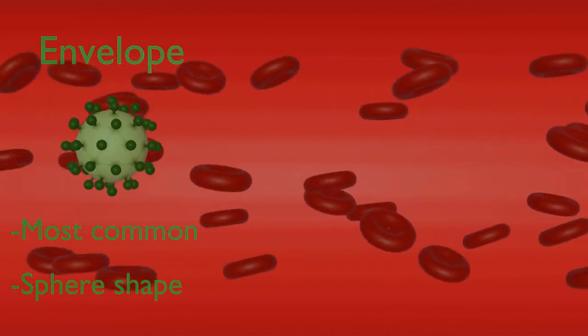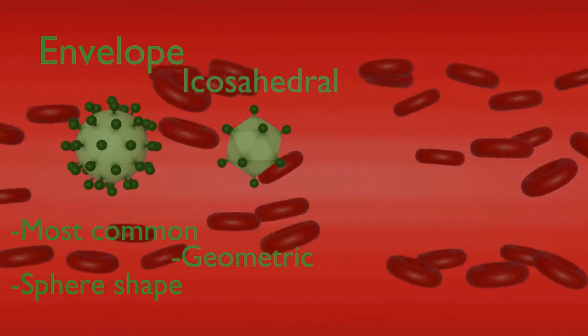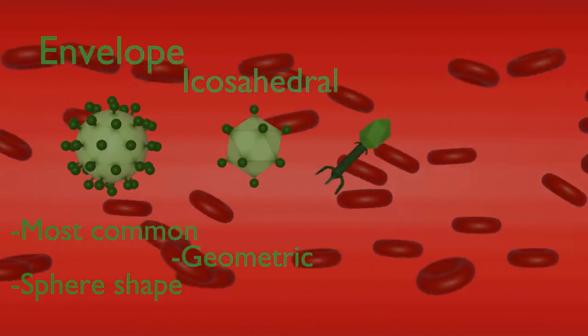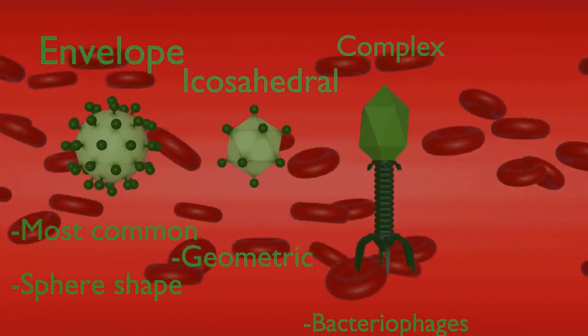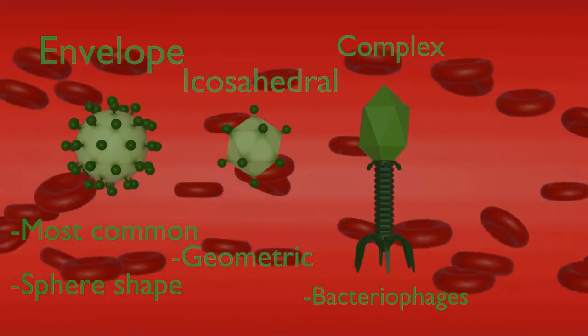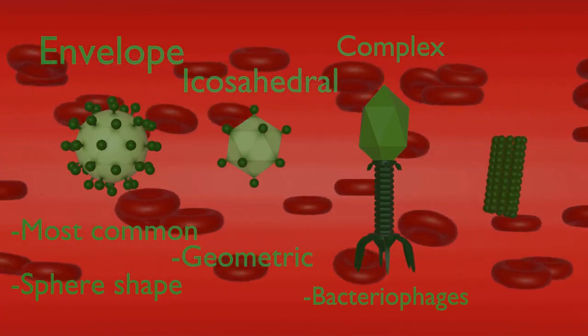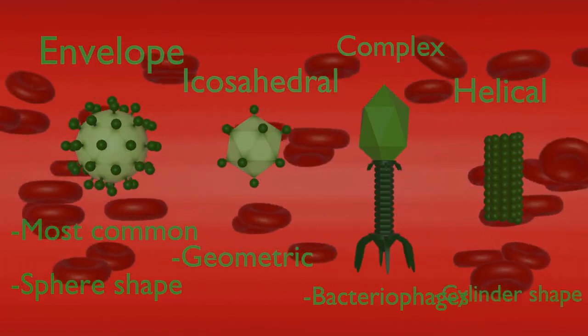The next viral type is similar to the envelope. It's the icosahedral. It has a geometric shape made out of triangles. The next viral type looks very different from the others. It is the complex viral type, and is usually found in bacteriophages. The final viral type looks nothing like the others and is made of tightly wound proteins. This is the helical viral type, and is a cylinder shape.